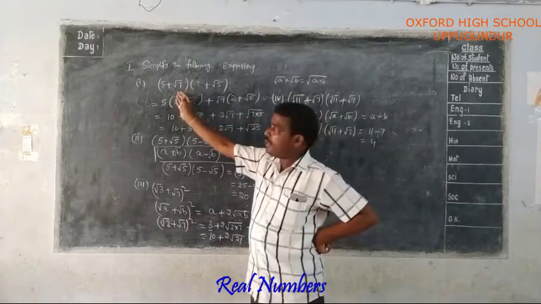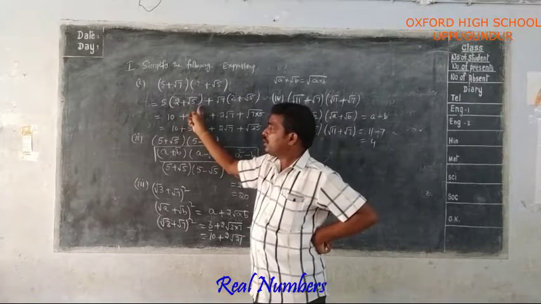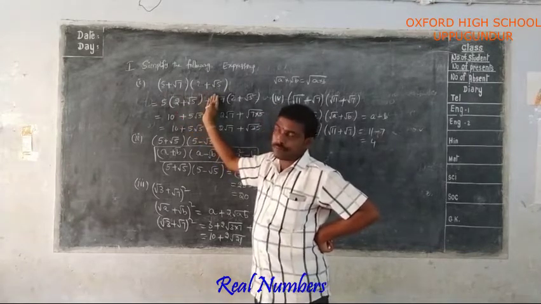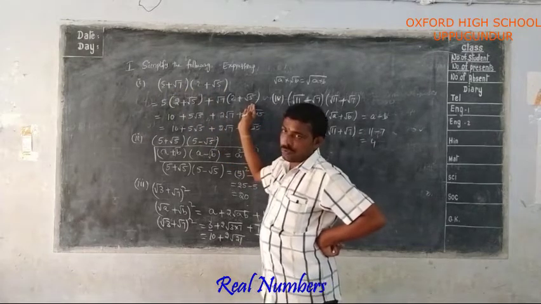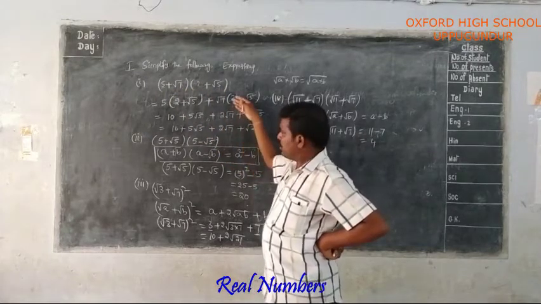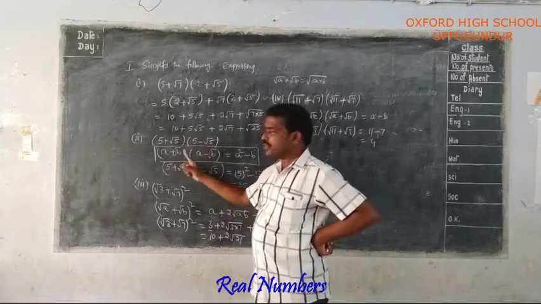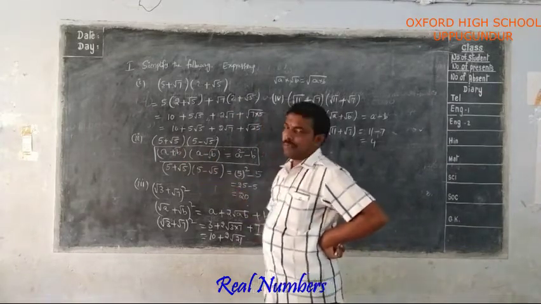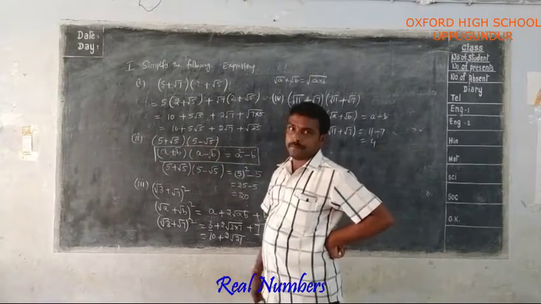Whenever two dissimilar surds are given, you have to multiply like this by using the distributive property. So root 5 into root 2 plus root 5, root 7 into root 2 plus root 5. You have to simplify like this. Whenever they give any identities, by using those identities you can simplify that one. Without using these identities also, you can multiply.